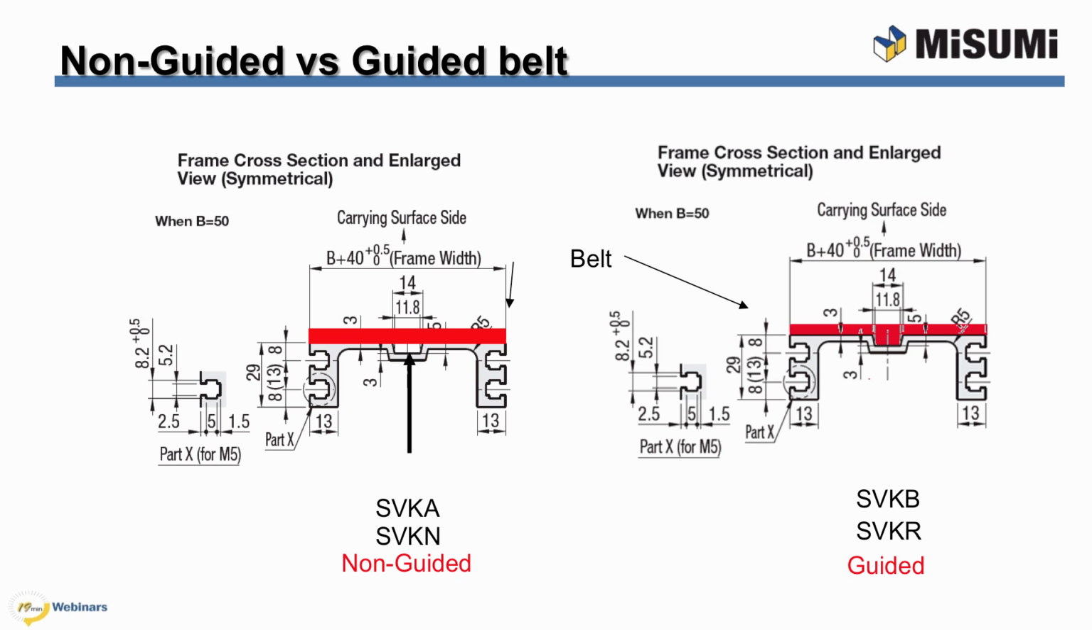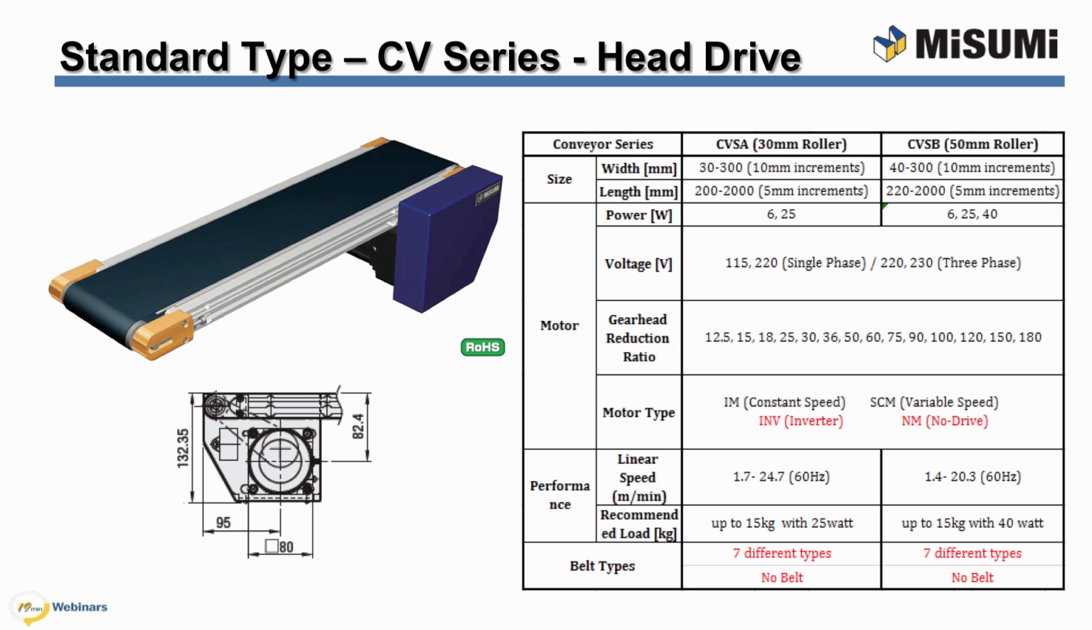Looking at the SVKB and SVKR series, we can see that the centering feature rests inside the extrusion groove. CVSA and CVSB will have an identical design. However, the main difference would be the roller diameter. CVSA features a 30mm roller and CVSB is series with 50mm roller. These are comparable to the SVKA series. However, the width is configurable in 10mm increments instead of 50mm as the SV series.